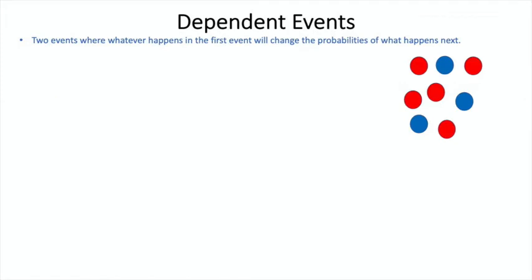Here's the second heading I'd like you to write down, please. Dependent events. So this is a little bit similar but different, in that it's where you've got two events, but whatever happens in the first event will change the probabilities of what happens next. I'd even highlight or underline the two words "change the probabilities", because that's really important. It means that they are not independent. Whatever happens first changes what happens next.